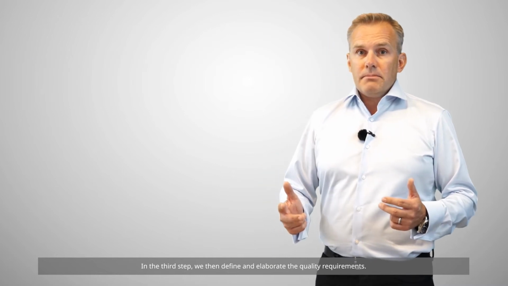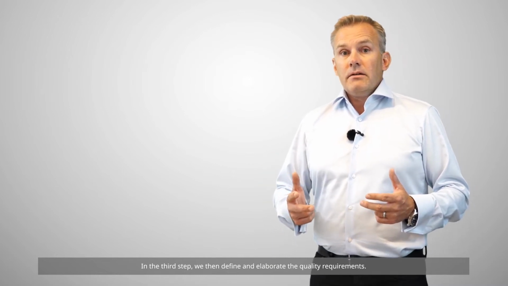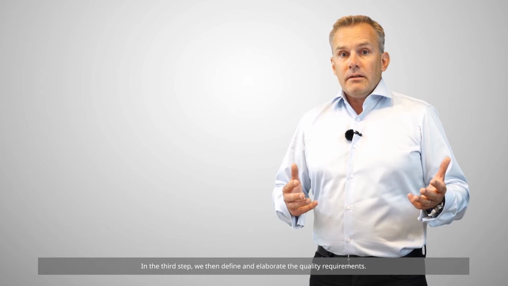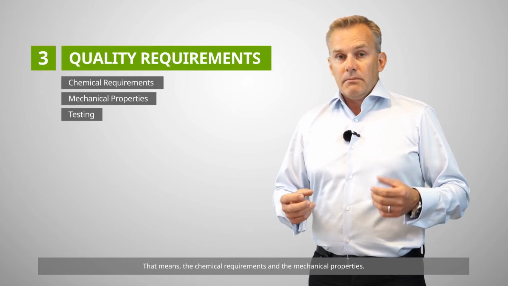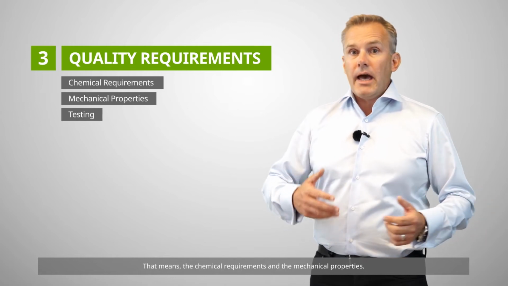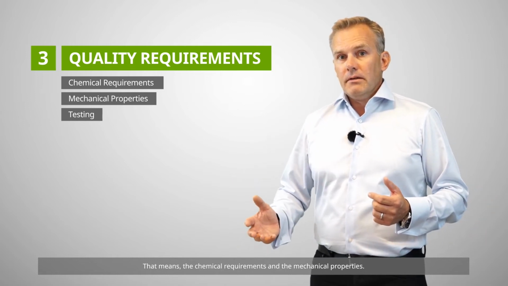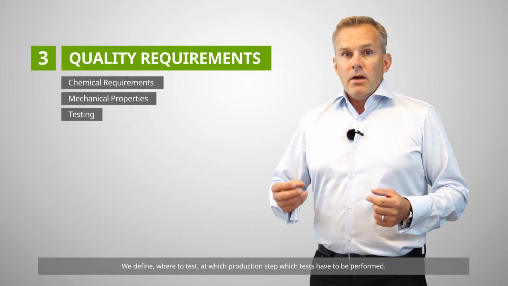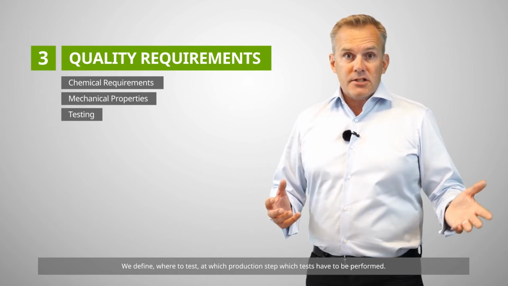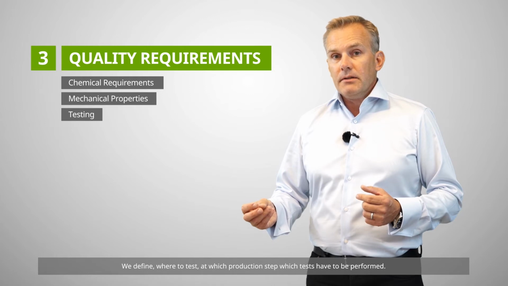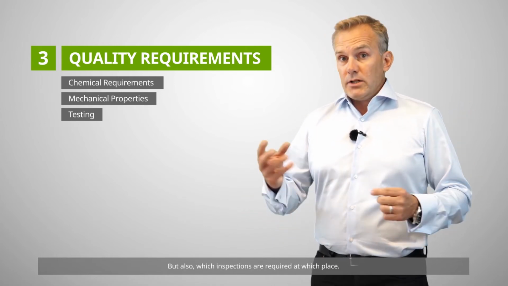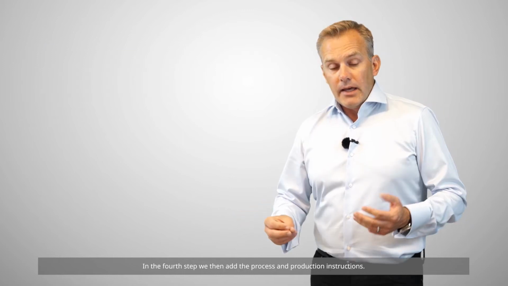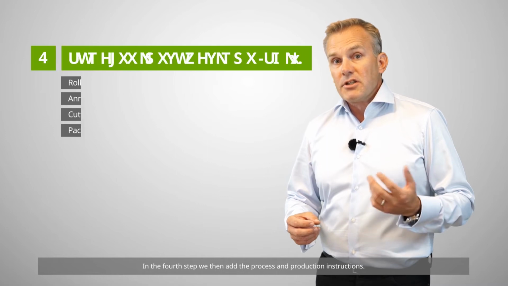In the third step, we then define and elaborate the quality requirements. That means the chemical requirements and the mechanical properties. We define where to test, at which production step, which tests have to be performed, but also which inspections are required at which place. In the fourth step, we then add the process and production instructions.